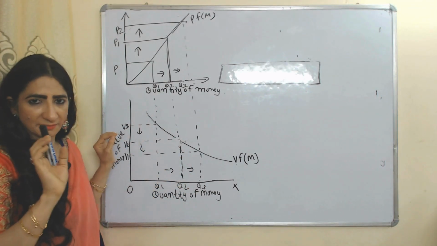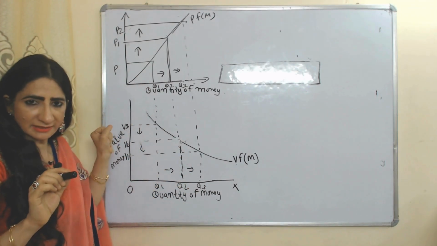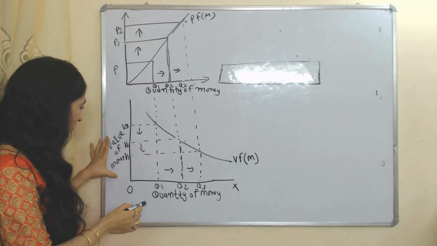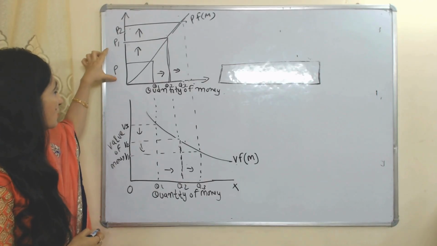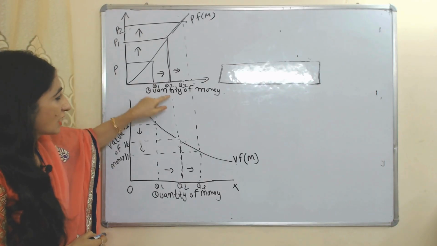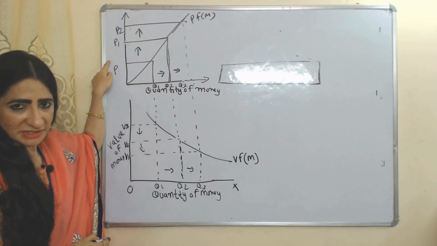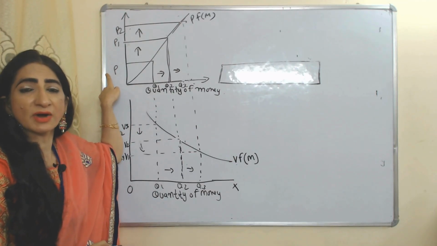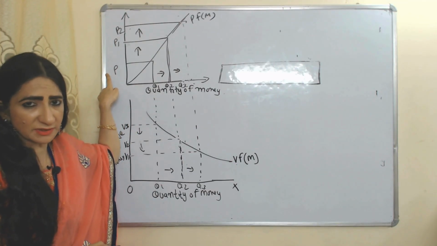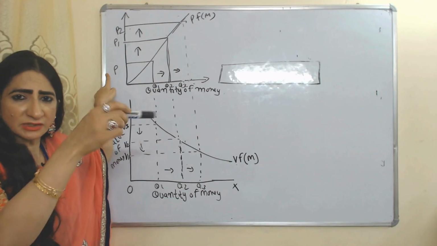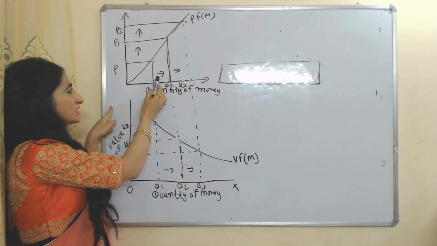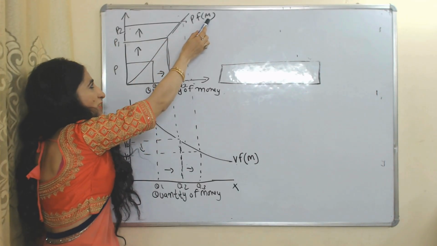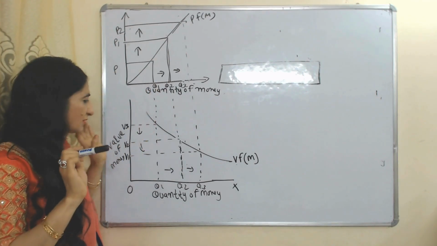Now we will see the diagram. Here we have two diagrams, both are interconnected. On the horizontal side we have the quantity of money. On the vertical side we have the value of money, and here on the vertical side we have prices. Quantity of money and price have a positive relation. That means as the quantity of money increases, prices also increase. Obviously, as the quantity of money increases, demand for goods and services also increases. Eventually, it will lead to an increase in prices. Here you can see as the quantity of money is increasing, prices are also increasing. So, prices depend on the quantity of money. Prices and quantity of money have a positive relation.